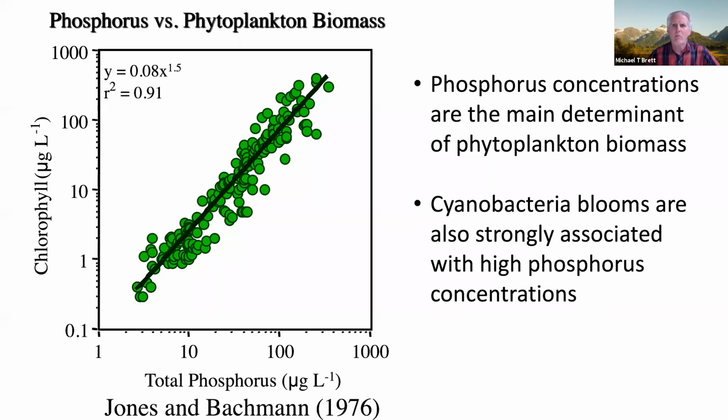It's important to keep in mind, though, that the phosphorus concentration in the water is the main determinant of phytoplankton biomass. And cyanobacteria blooms, which are the source of the cyanotoxins, are strongly associated with high phosphorus concentrations. They're also associated with high nitrogen concentrations, although in that case it's a little bit more complicated because cyanobacteria can do something called nitrogen fixation. So they can actually make their own nitrogen. So a little bit more complicated for the nitrogen side of the story.